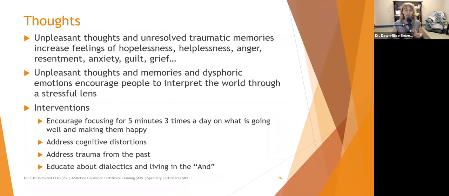Teach them how to address cognitive distortions, help them address trauma from the past, and educate clients about dialectics. That means accepting the good with the bad and living in the and. If it's raining, okay, you wanted to go hiking today, you're not going to get to do that, but hey, at least you're getting your car washed for free. You know, try to encourage them to look at the good and the bad and accept the fact that generally everything has a good and a bad with it, but they can experience some level of distress and still have a rich and meaningful life.